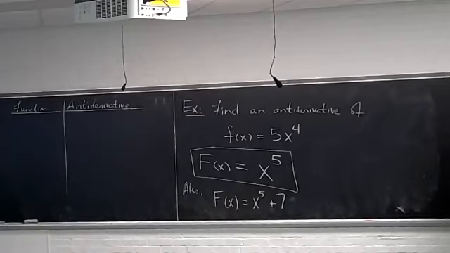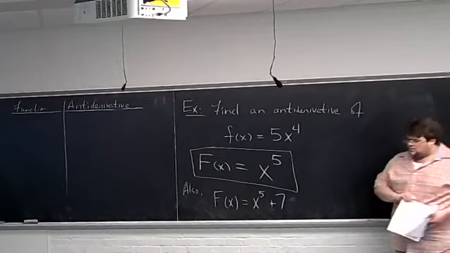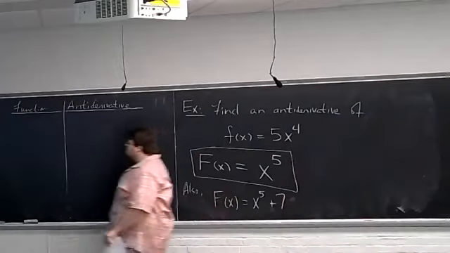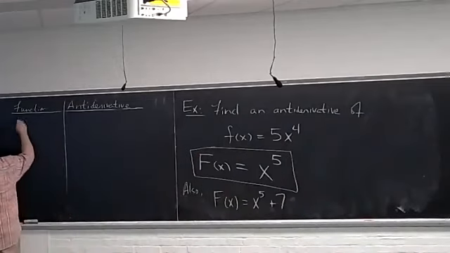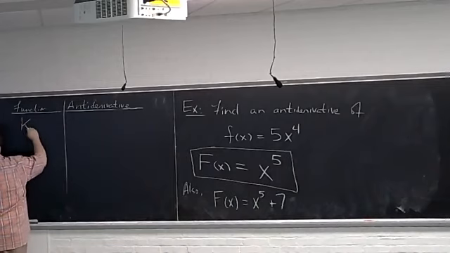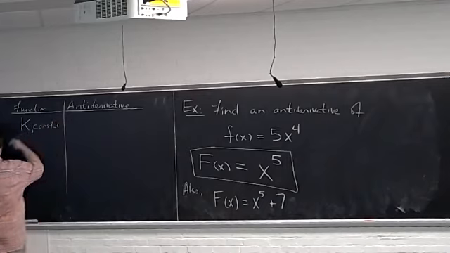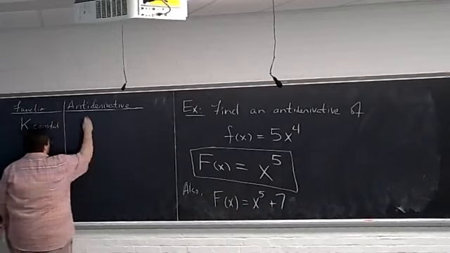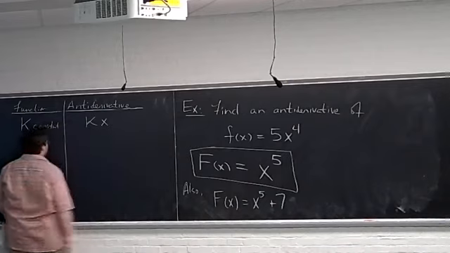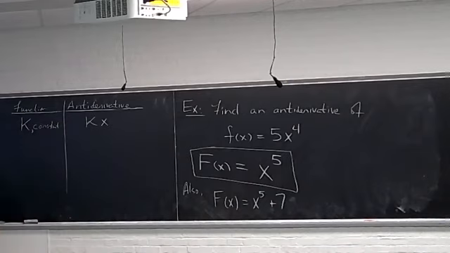Okay, let's do 9. The other one we'll cover next week. 9 rules. First, we have a constant rule. The derivative of constant times x is that constant. So the antiderivative of the constant, which we're going to call k here, is k times x.